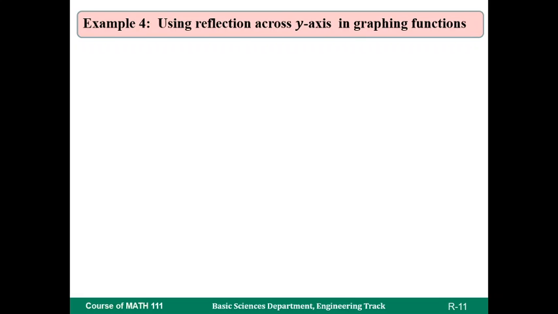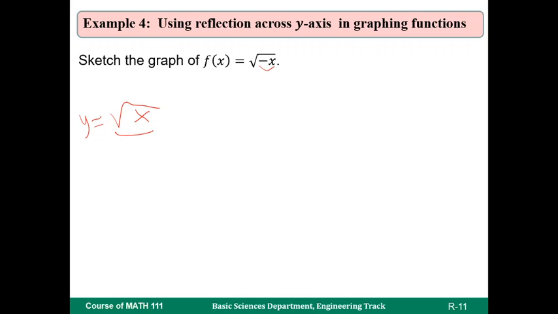Now let's look at this example here. Sketch the graph of f of x equal to square root of negative x. Well, we know the graph of this function. It has this type of graph, and it doesn't have any values on the negative side. So the inputs, the x values, are not here.